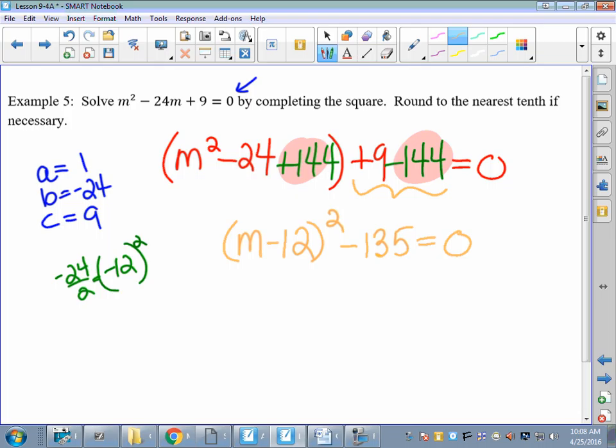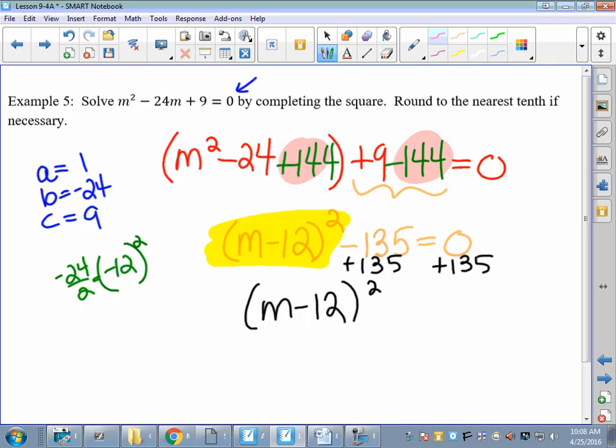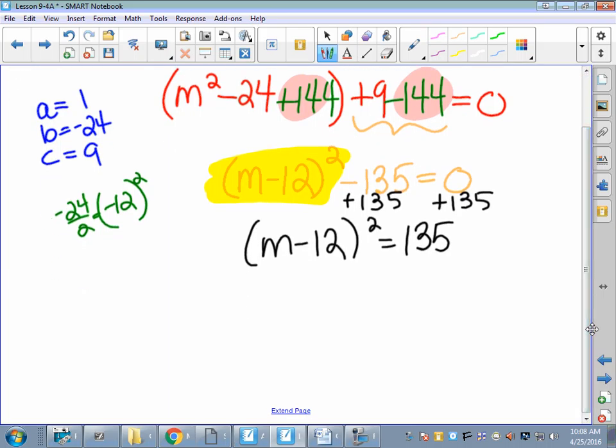So we're going to have to isolate the parentheses. If I want to get these parentheses by themselves, leave this alone, what do I have to do first? Add 135. So I'm going to have an m minus 12 squared equals 135 when I add it to 0. Next thing, I'm trying to get to that m. So I'm going to have to get rid of that second power. How do I get rid of that squared? Giant square root, because remember, a square rooting and a squaring undo each other.